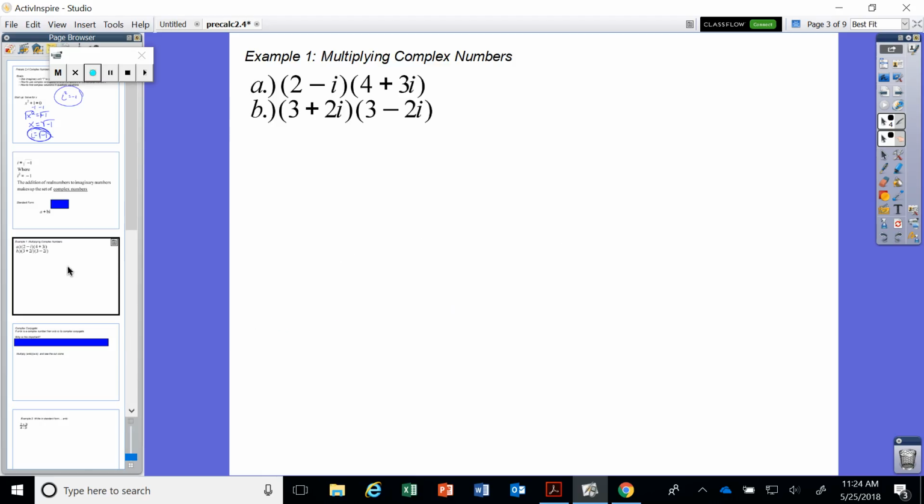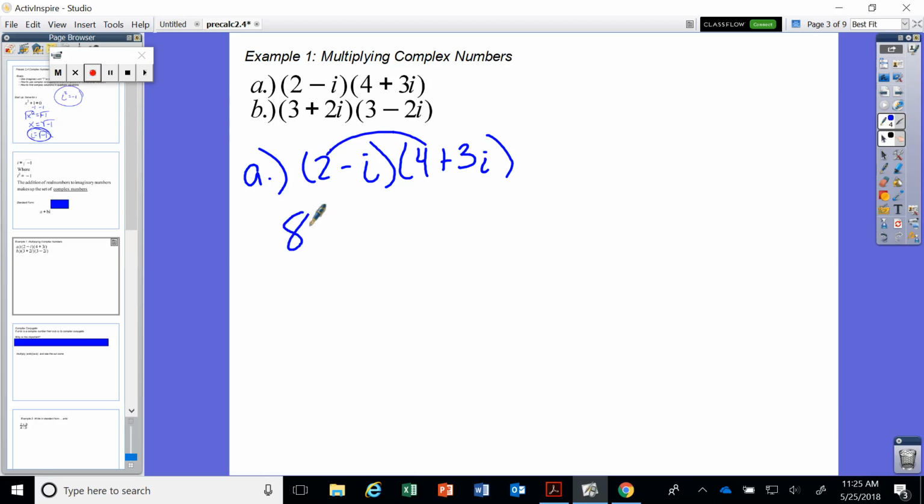All right, so let's utilize that a little bit. Let's do some basic product finding of two different complex numbers. So what do we got here for part A? It's just two basic binomials. We're going to look at part A, 2 minus i times 4 plus 3i. Well, let's distribute, FOIL it on out. We got 2 times 4, which is 8. We've got 2 times 3i, which is 6i. Negative i times 4, that's minus 4i. And then we end up having a negative 3 times i squared.